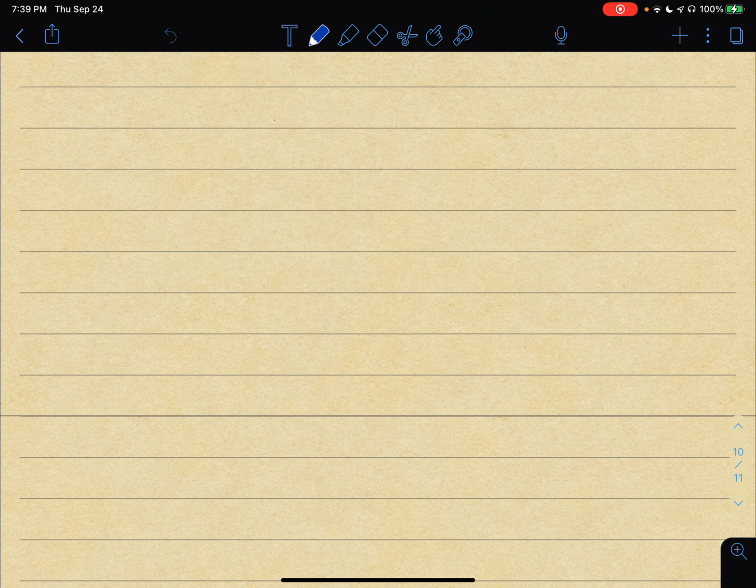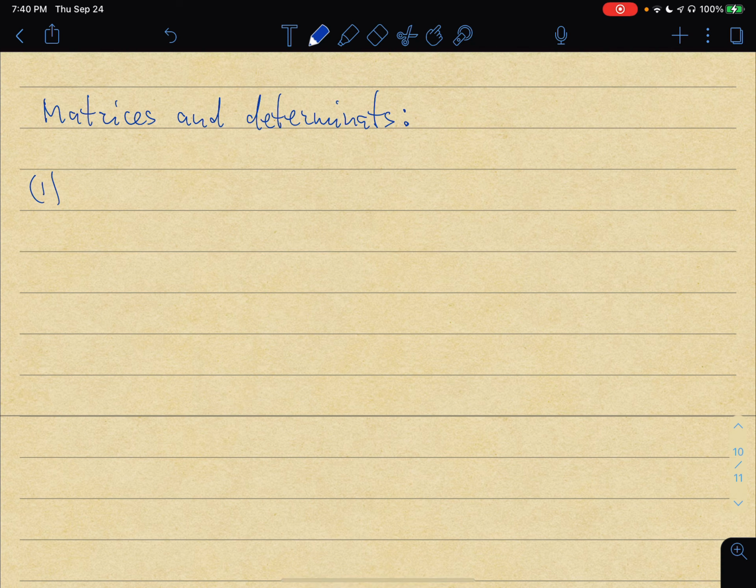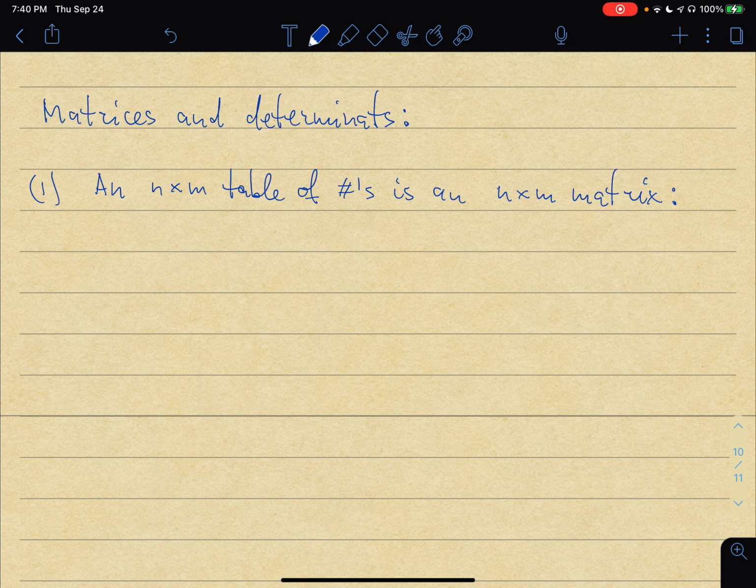So, matrices and determinants. So first of all, a table or an n by m table of numbers is an n by m matrix.